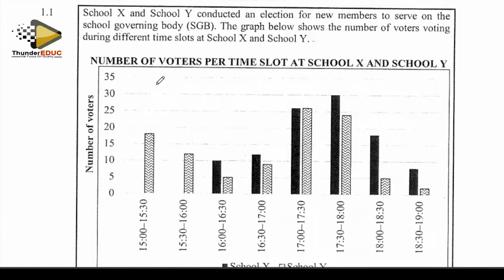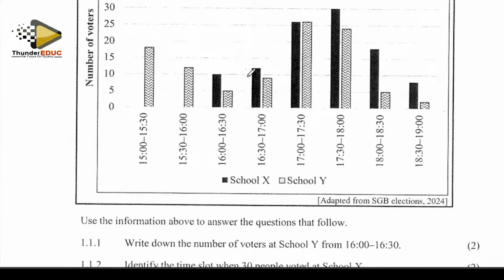Question number 1. School X and Y conducted an election for new members to serve on the school governing body. The graph below shows the number of voters voting during the different time slots at school X and Y. Number of voters per time slot at school X and Y. And here we have the graph. These were the times and these were the numbers.